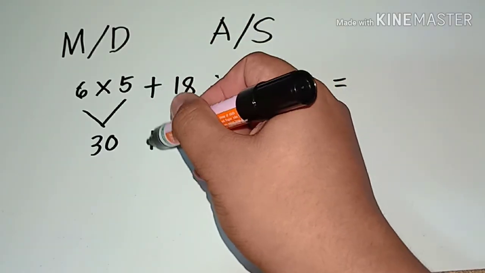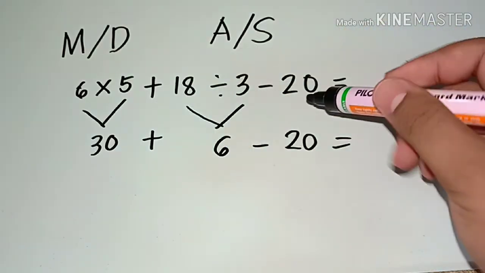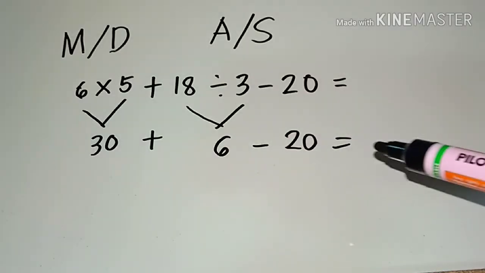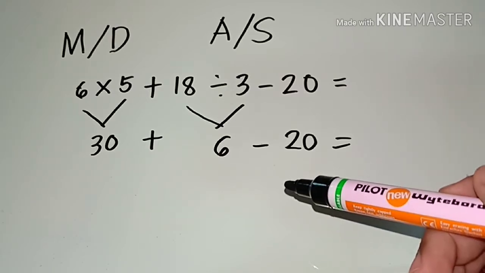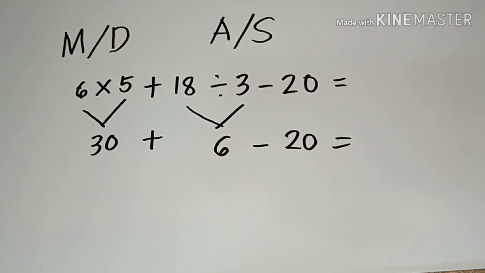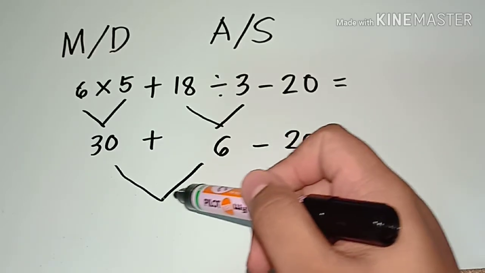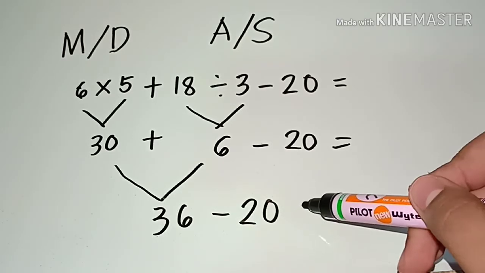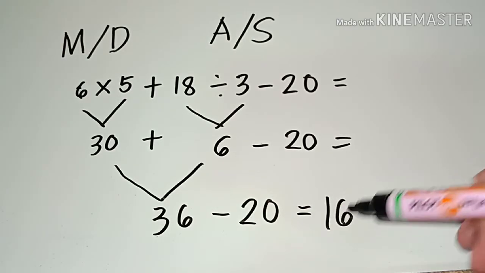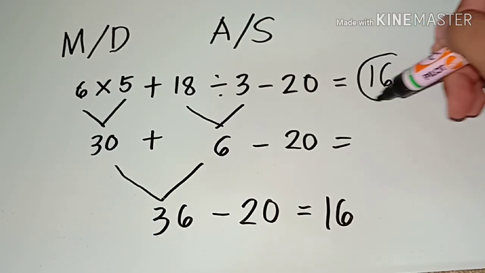And we can just copy again the plus sign, and then minus 20. So from here, we already have now 30 plus 6 minus 20. And after we do the multiplication or division, you do addition or subtraction, whatever comes first from left to right. So since addition comes first, you do it right away. So 30 plus 6 is 36. Just copy minus 20. And 36 minus 20 is 16. So therefore, 6 times 5 plus 18 divided by 3 minus 20 is equal to 16.